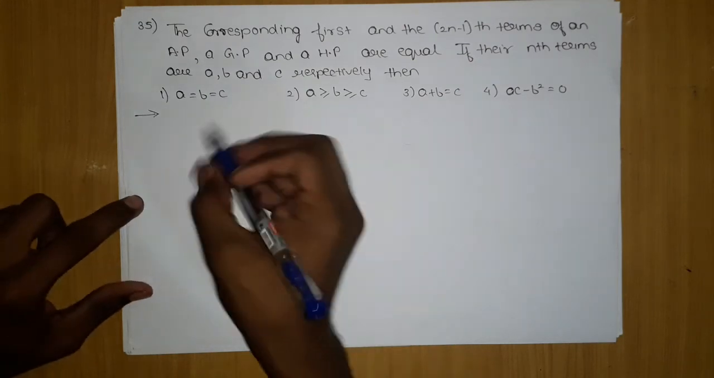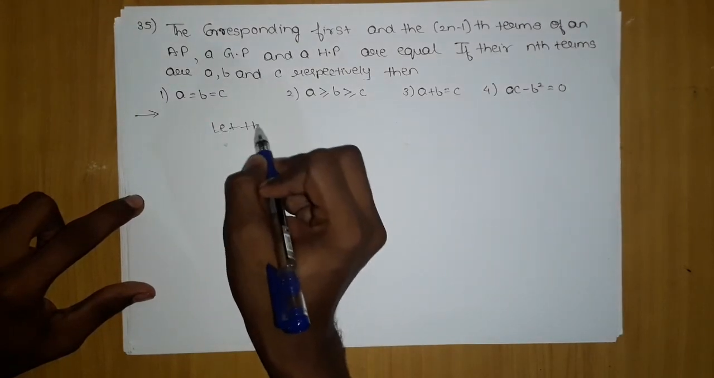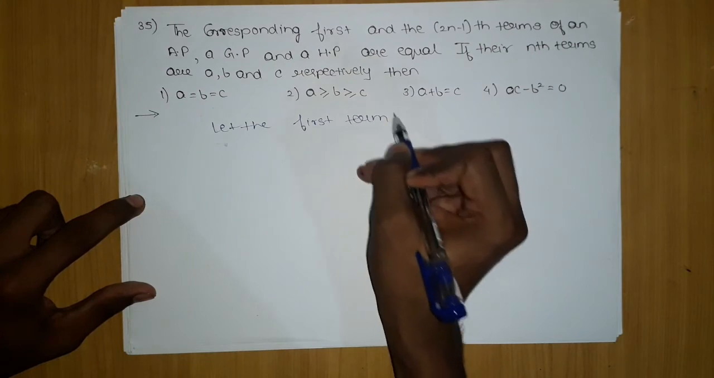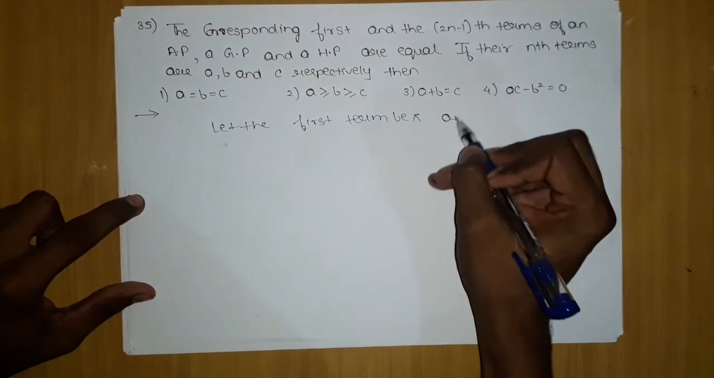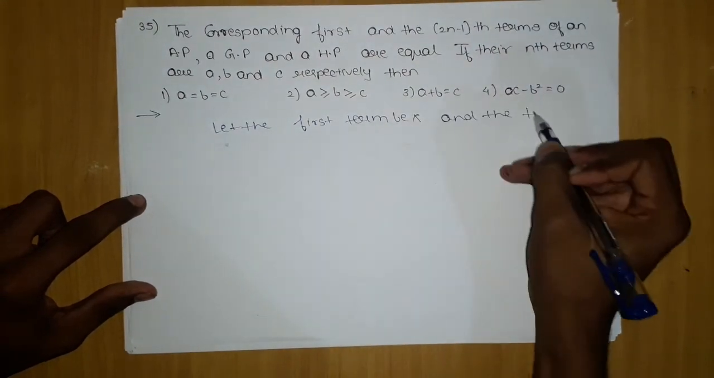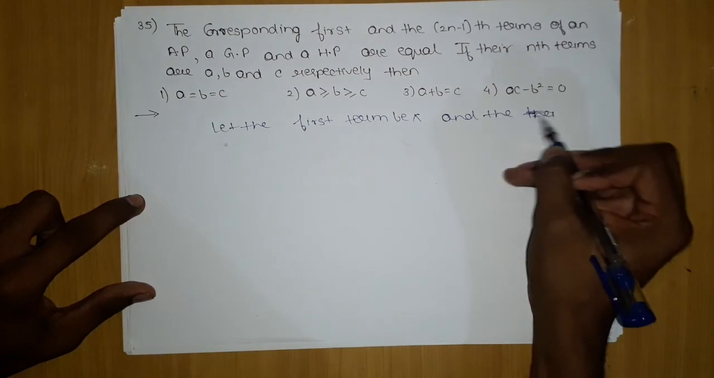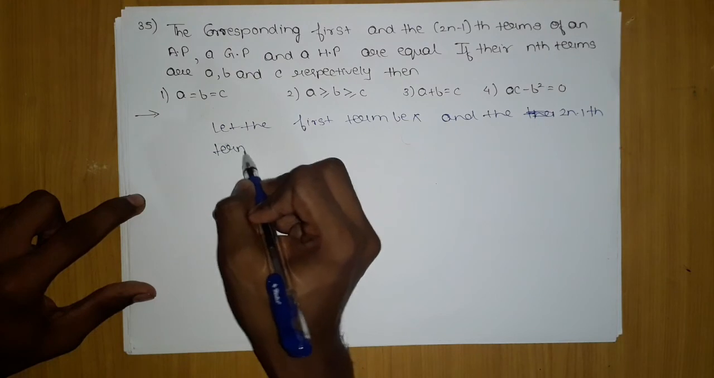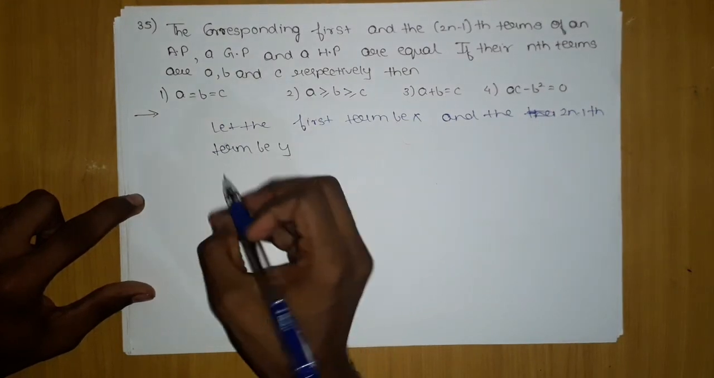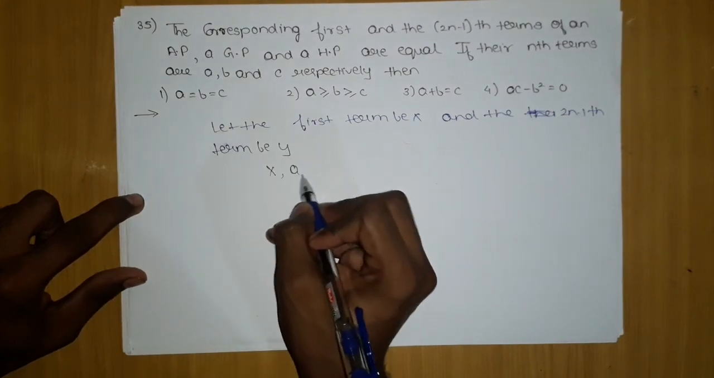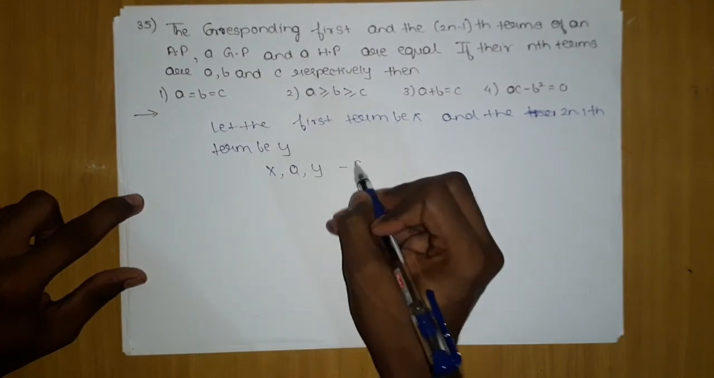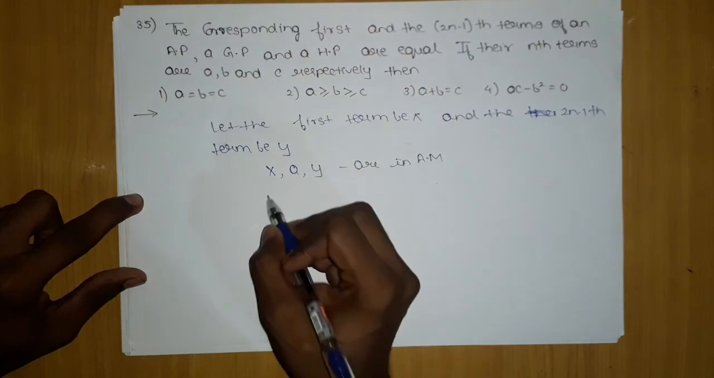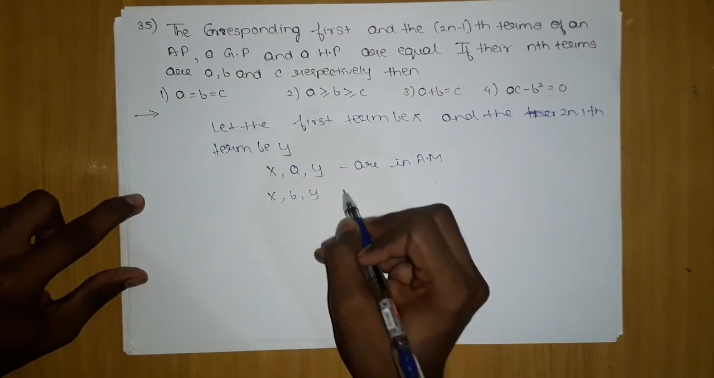Now let the first term be x, and the 2n minus 1 term be y. Then what are we left with? x, a, y are in AP, and x, b, y are in GP.